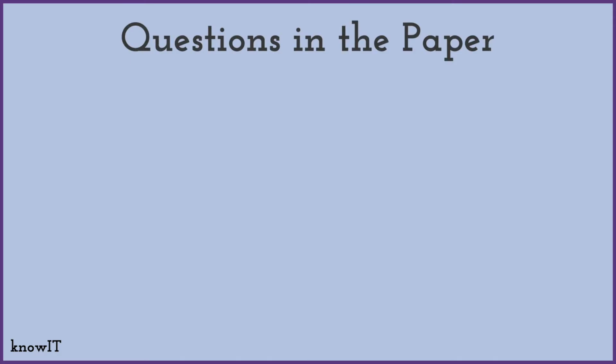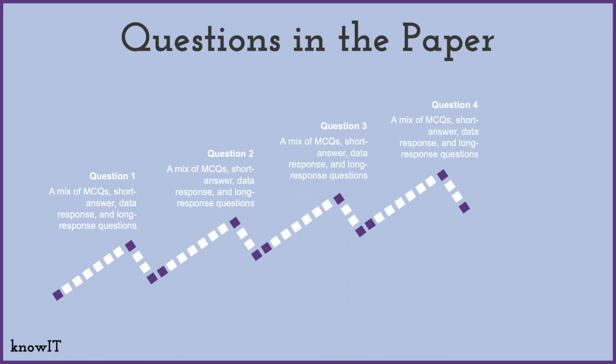So moving on, let's look at the sections and questions in the paper. First of all, let me tell you that each of these questions is the same. Question 1 has a mix of MCQs, which are multiple choice questions, short answer questions, data response, and long response questions, which are long answer questions. And each of the other questions are exactly the same as well. So in total, there are 4 huge questions which have these sub-questions like MCQs, short answer, long answer inside them.